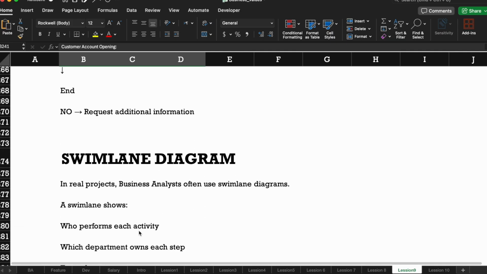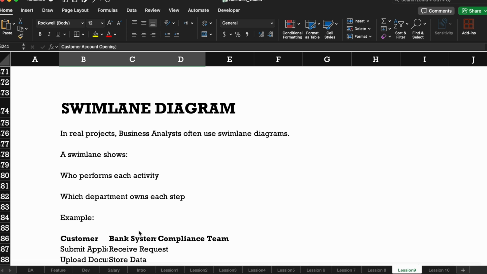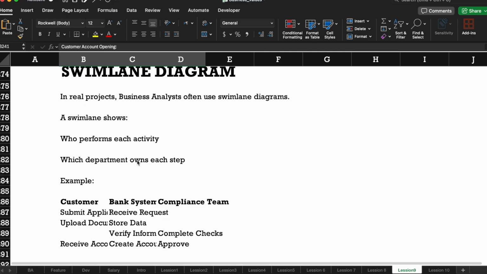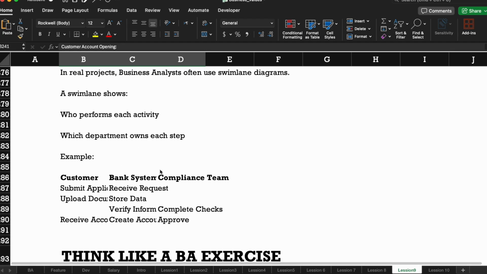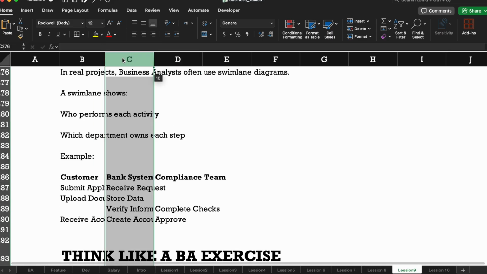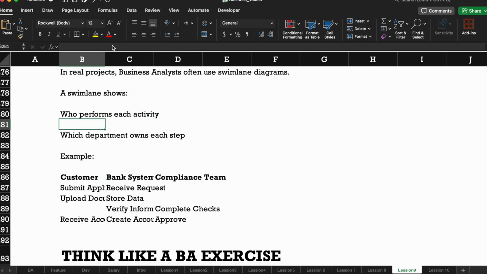So streamline diagram, you can create different types of diagrams. So here we are going to discuss the swim lane diagram. In real projects, business analysts often use swim lane diagrams. Swim lanes show different components, right? So that's why it is very important to identify each component's responsibility: who performs each activity, which department owns each step. For example, let me make this one a little bigger.